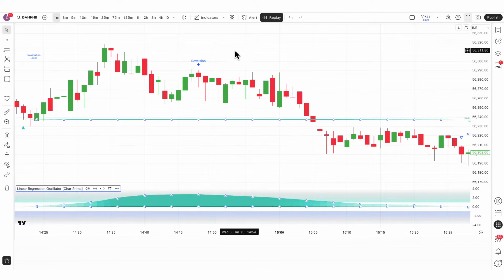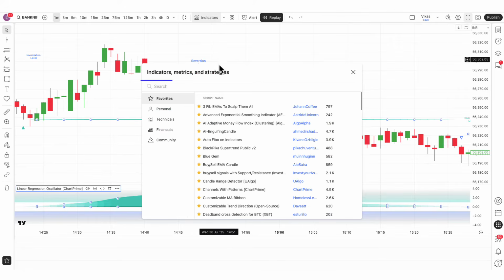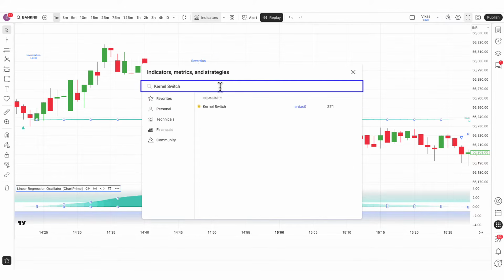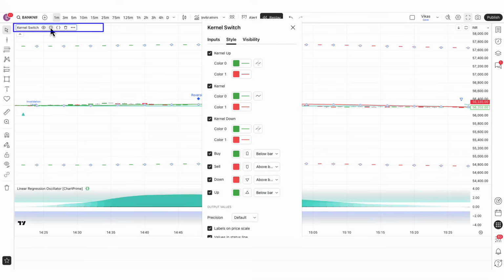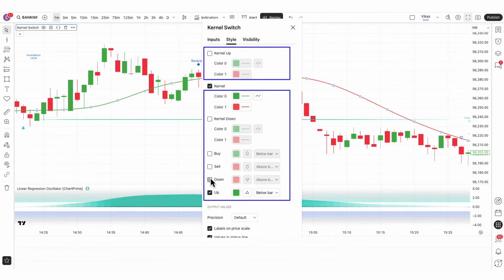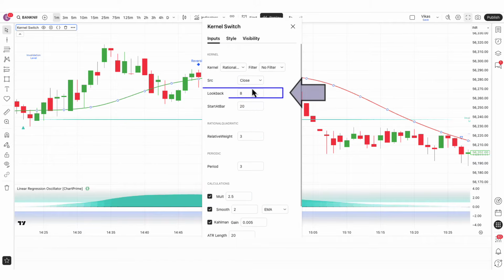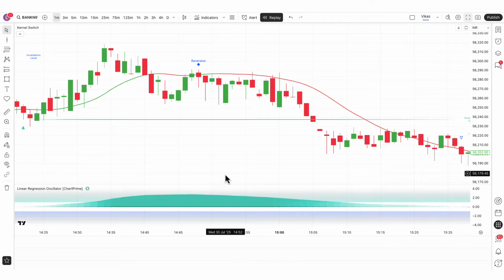After that, we have to apply another indicator on the chart. We will search the kernel switch indicator in the search box of TradingView. After that, we have to click on the kernel switch option, in which we have to change some settings. We have to hide this option. We have to change this lookback option from 8 to 1. Now our setup is ready.